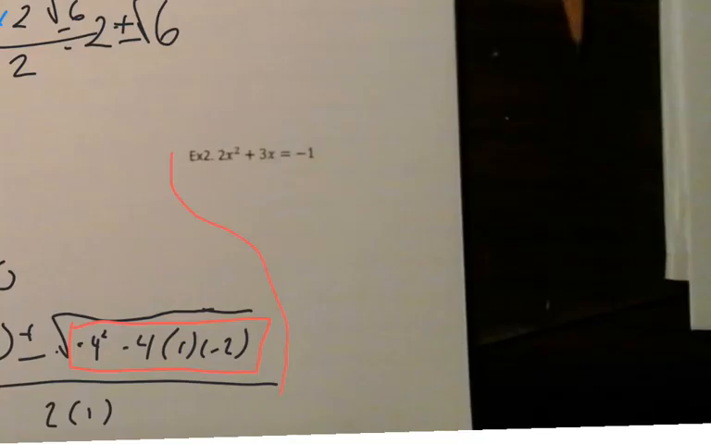Alright, let's look at number 2. Hopefully you did a better job of keeping your space than I did. But let's get this in standard form so we know we add the 1 over to make that 0. So we have 2x squared plus 3x plus 1 equals 0. We have our a, b, and c values. A equals 2, b equals 3, c equals 1. Write a, b, c. We're ready to plug it into our formula.